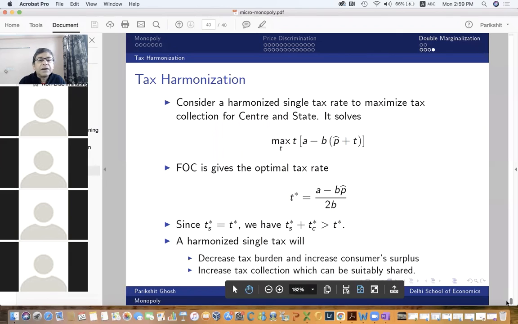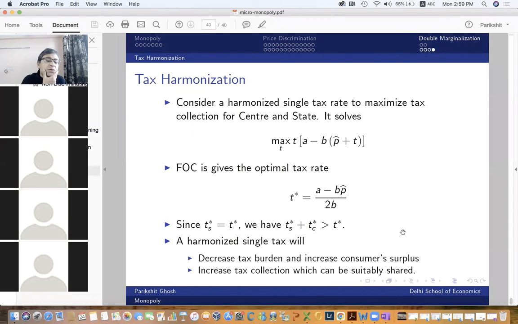Okay. Now the question is, suppose they move to some GST kind of regime. So there are no two separate tax authorities. There's a single tax authority who sets one single rate and collects taxes for both center and states and the various stakeholders here. So that GST-like council will choose its tax rate based on this maximization, right? T times, this is the quantity in the market, given linear demand. And the optimal tax rate, easy to calculate, this amount.